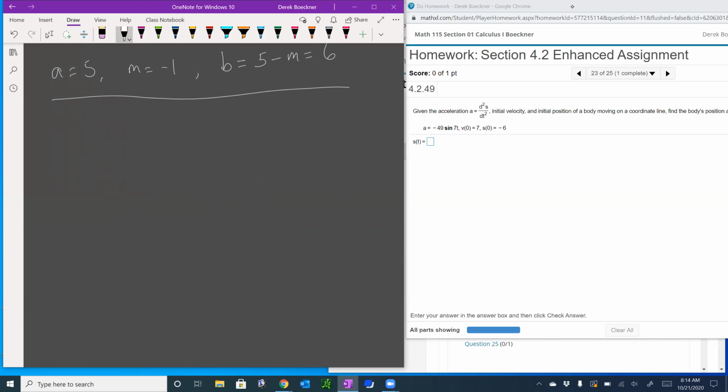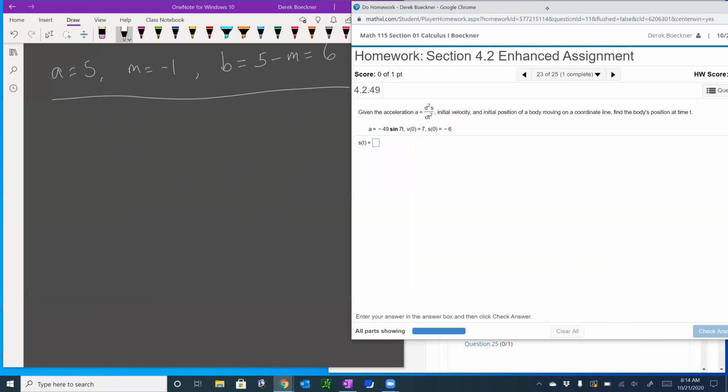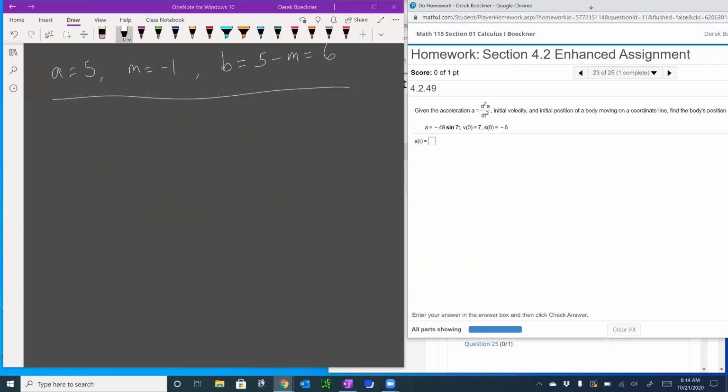So we're given an acceleration, just A, an initial velocity and initial position, and we want to find the body's position at a time t. So I need to do some sort of undo differentiation. Think about what derivative gives me this function.